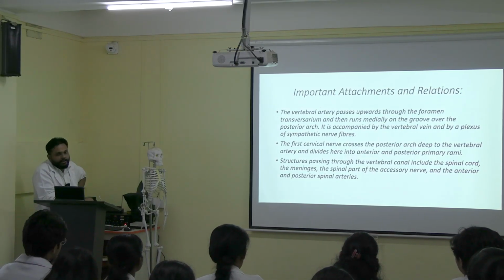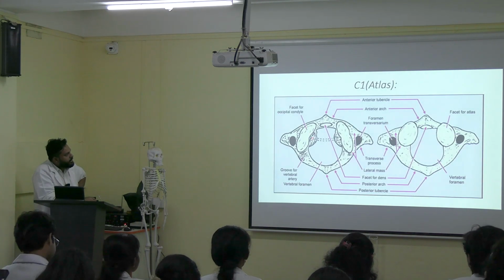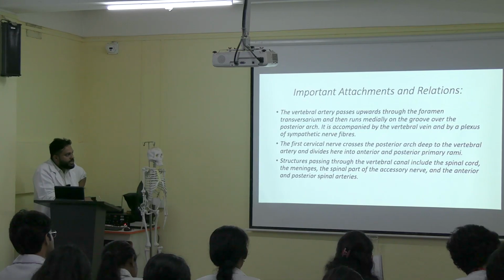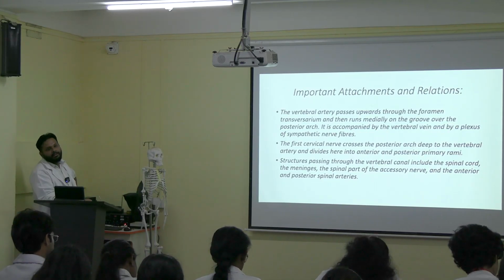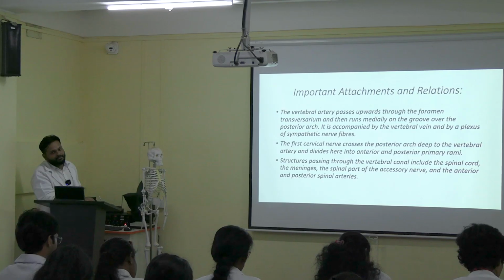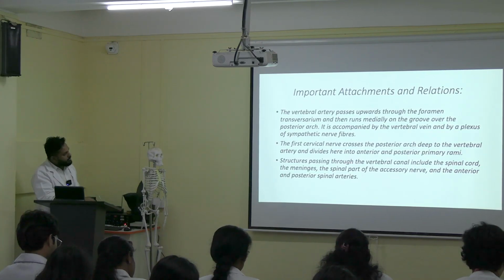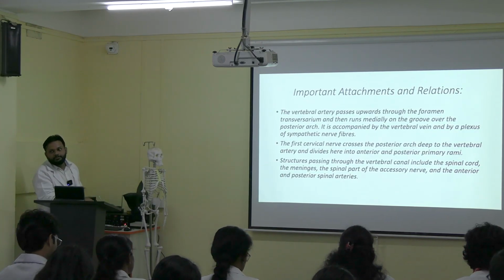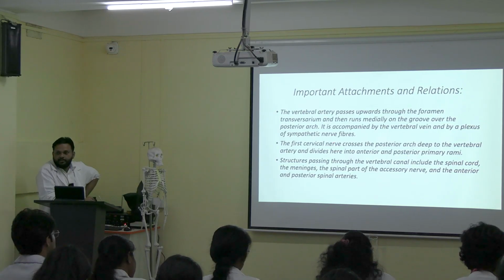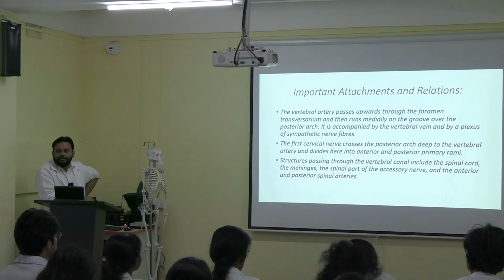Structures passing through the vertebral canal. Write it down, this will be asked. This is the vertebral canal, right? What are the structures passing through the vertebral canal? Meninges, spinal part of the accessory nerve, and the anterior and posterior spinal arteries. It can be asked in an MCQ as well: which of the following structures doesn't pass through the vertebral foramen of C1? See, the vertebral artery is accompanied by the vertebral vein and a plexus of sympathetic nerve fibers as well.